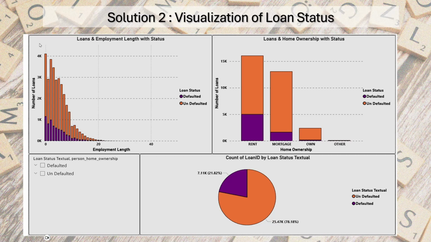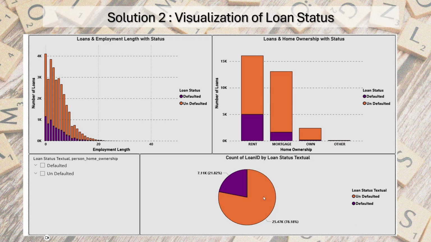We can see here that the number of undefaulted loans is much higher than the defaulted loans, and people with around 0 to 3 or 4 years of job experience are the maximum number of people applying for and getting loans. In terms of home ownership, loans for rent and mortgage purposes are the most. For rent, more than 15,000 people have taken a loan, and for mortgage, more than 10,000 people have taken a loan.